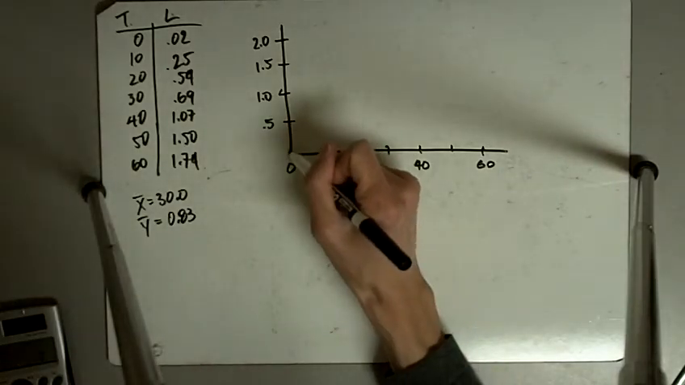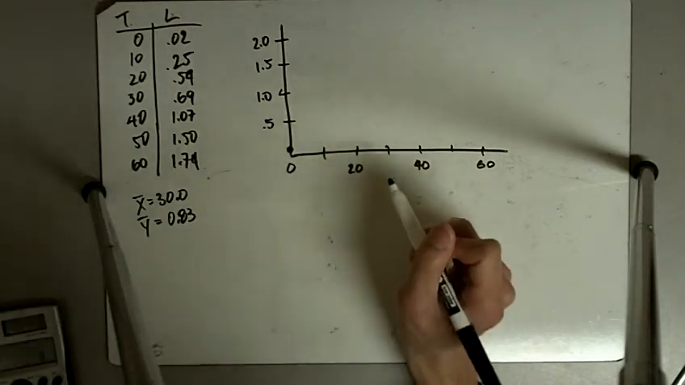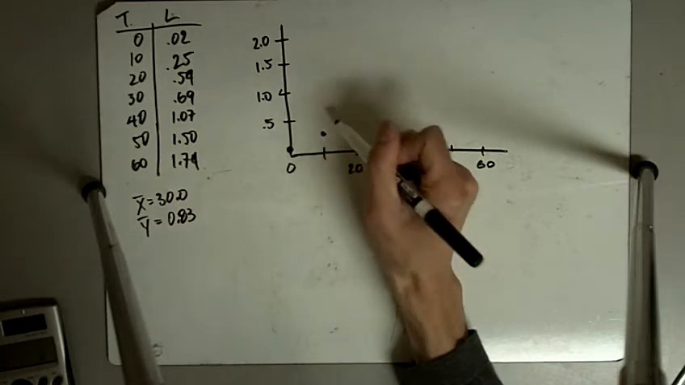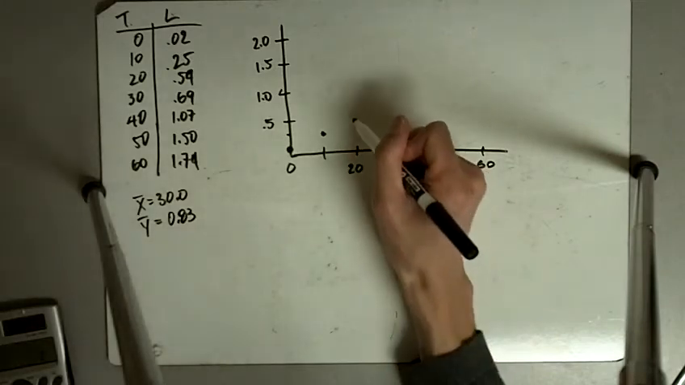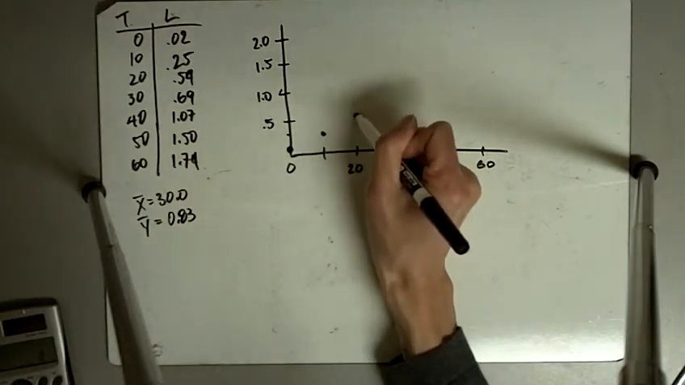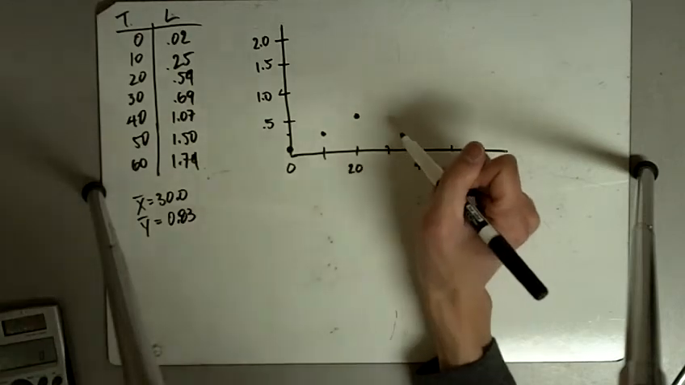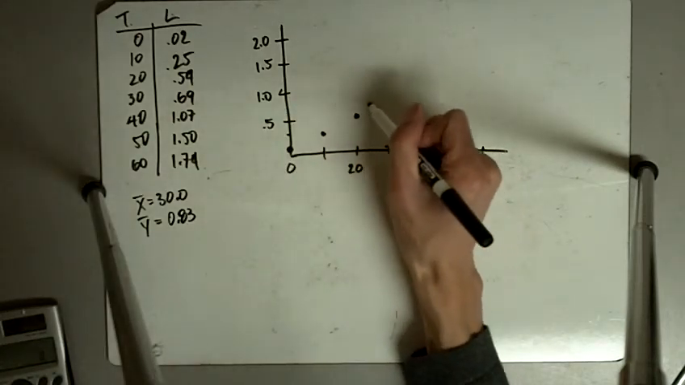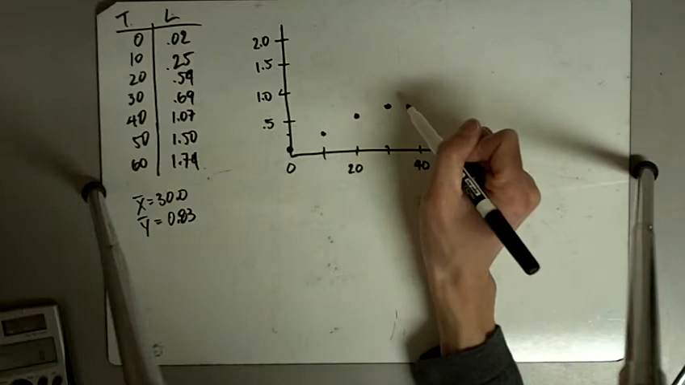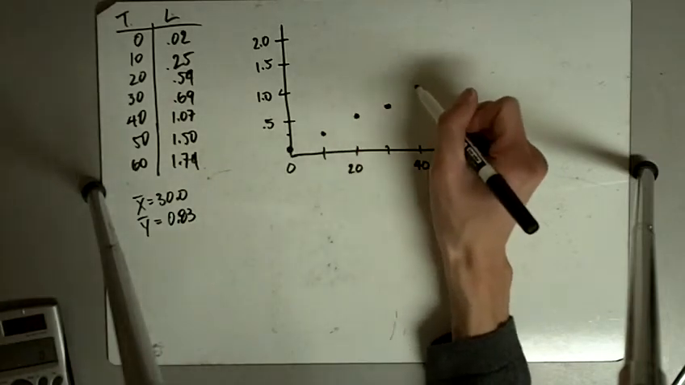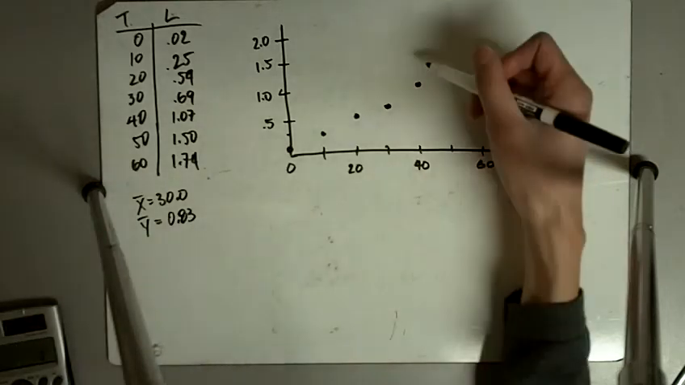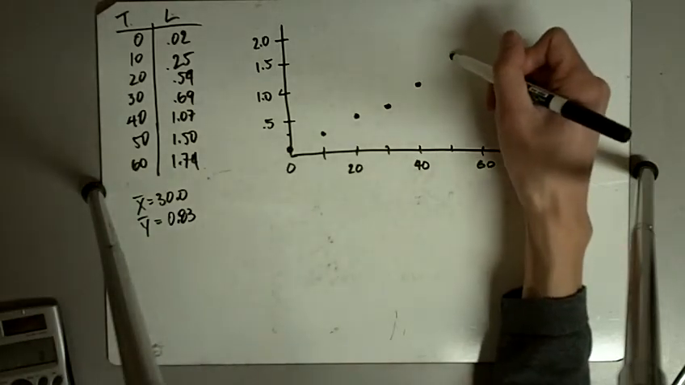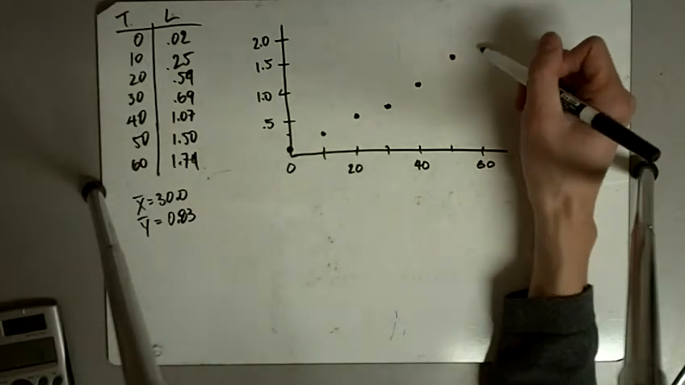So at 0, we have 0.02, which is somewhere close to down there. At 10, we're at 0.25, so about halfway up. At 20, we're at 0.54, so right around there. At 30, we're at 0.69, so maybe somewhere around there. And at 40, we're at 1.07, so up there perhaps. At 50, we're at 1.5. And at 60, we're at 1.74.